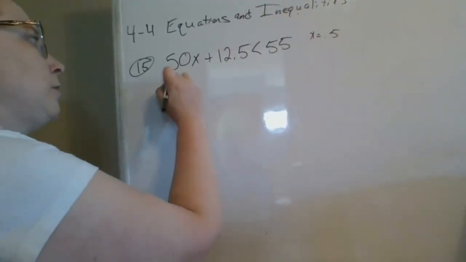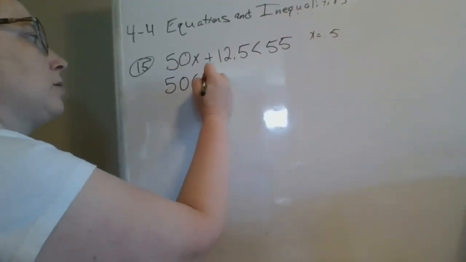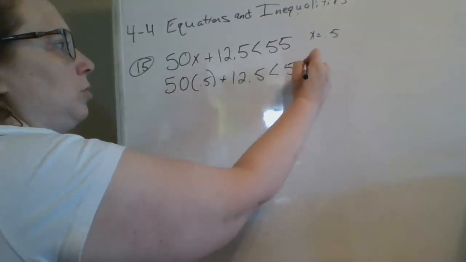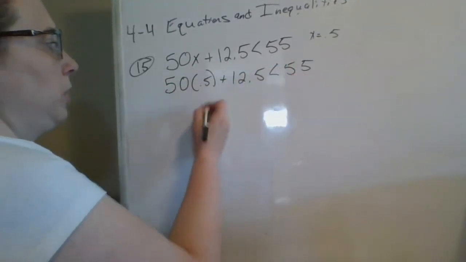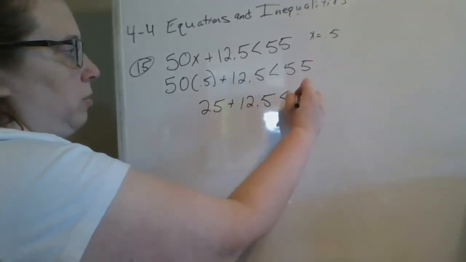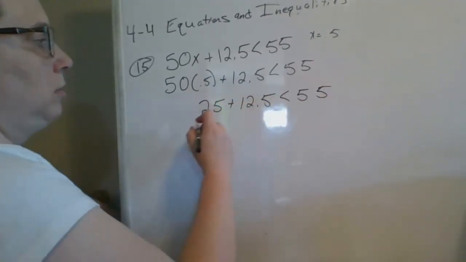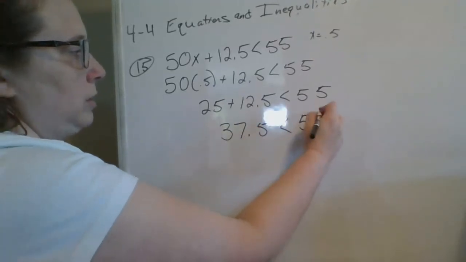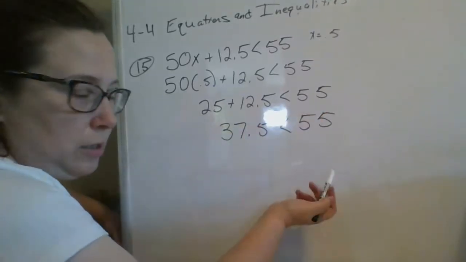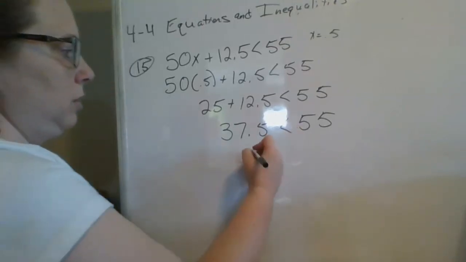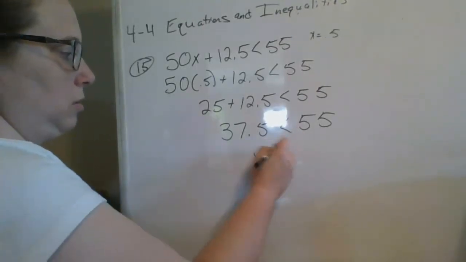So we can go ahead and substitute in for x, and we are going to use our order of operations. So we're going to multiply first, and then we're going to add. 37 and 5/10 is less than 55. That's true. So yes, it is a solution.